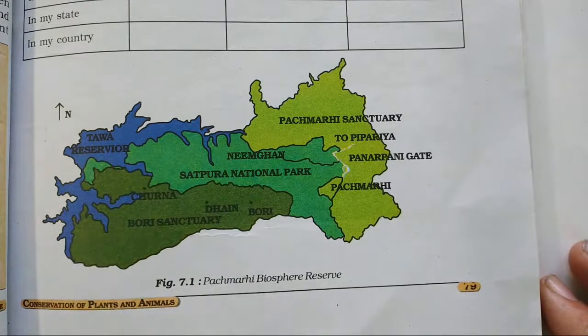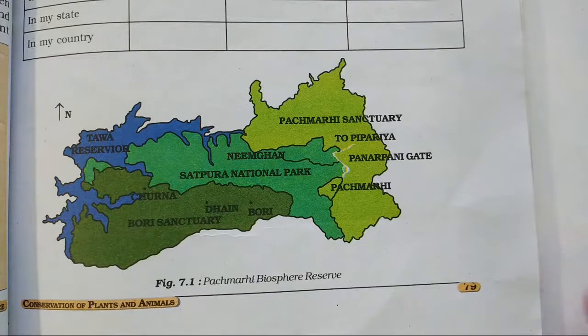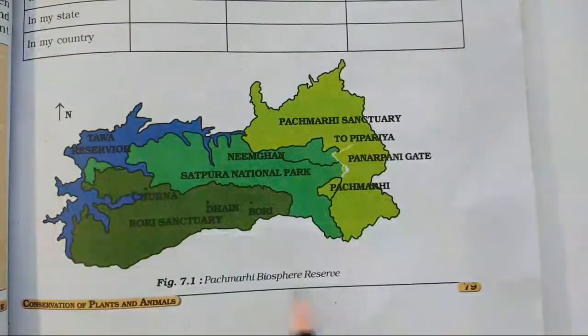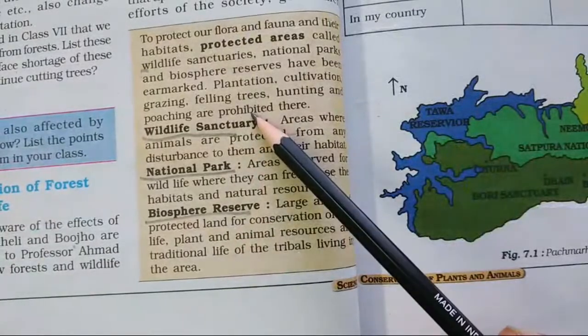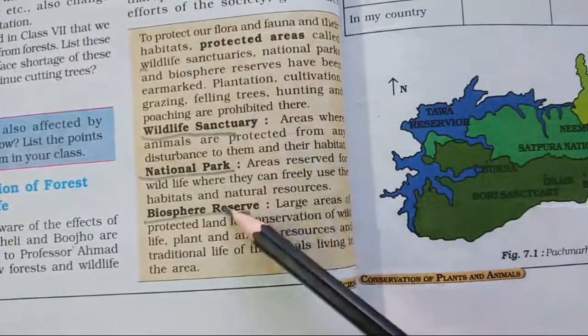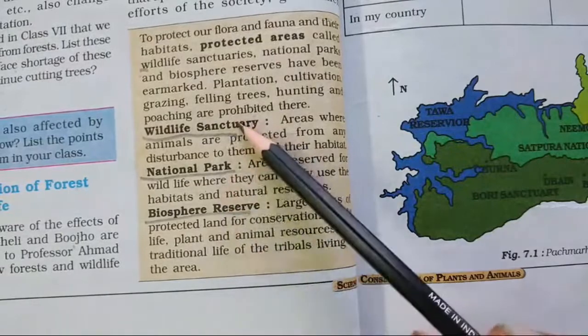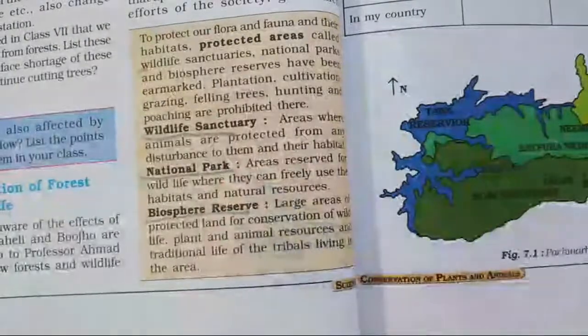Panchmarhi Biosphere Reserve, where there are some names mentioned, and this is a map showing that it has different areas. It is a biosphere reserve, and in the previous class we understood that this is bigger and a sanctuary is small. A biosphere reserve may have this also inside and this also inside.